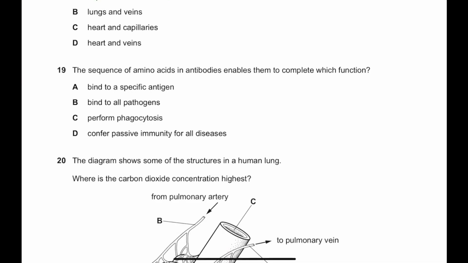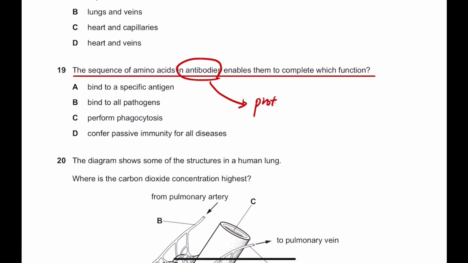Number 19. The sequence of amino acids in antibodies enables them to complete which function? So, the sequence of amino acids in antibodies. Antibodies are proteins, and they are made by amino acids.